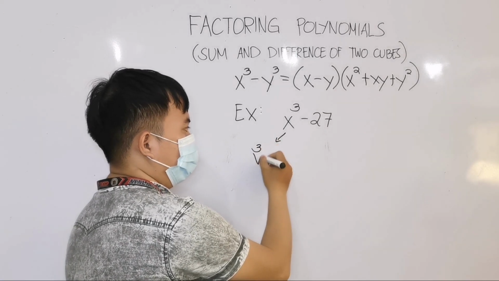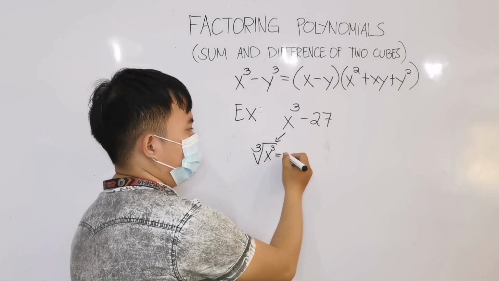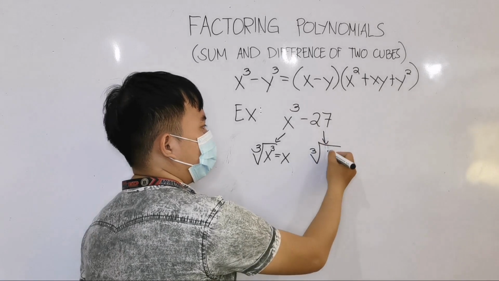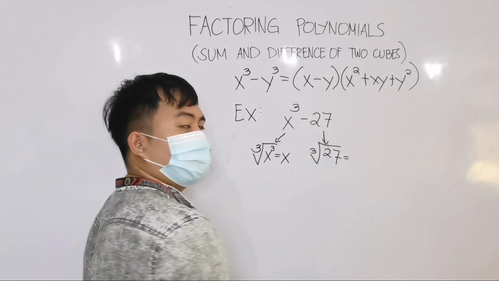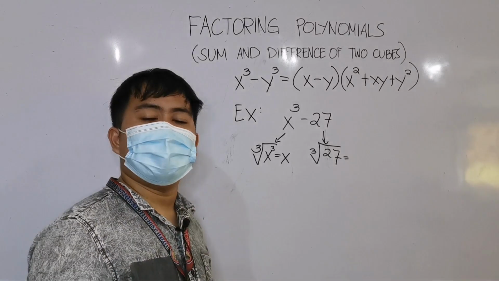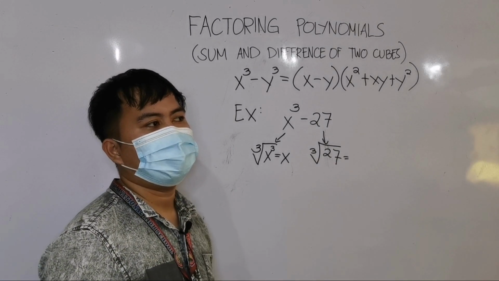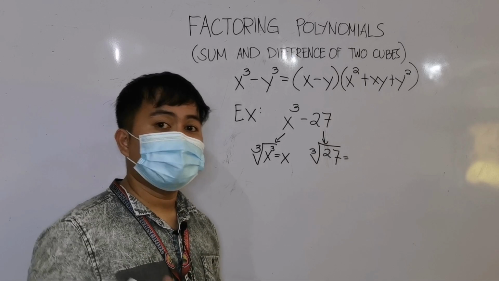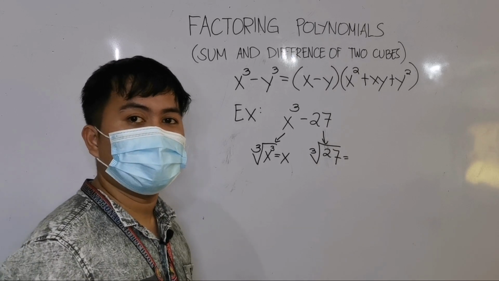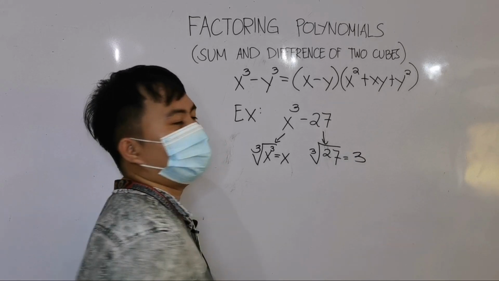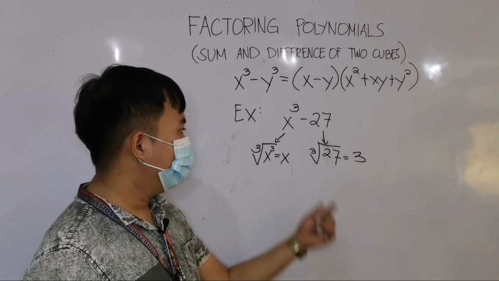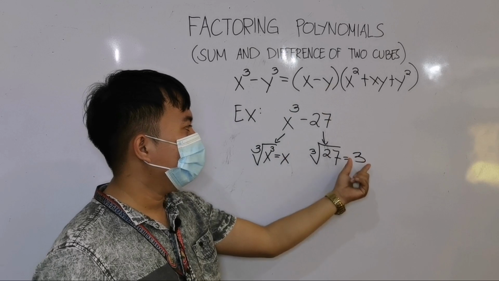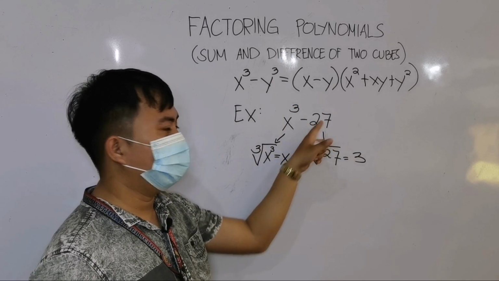The cube root of x cubed is equal to x. And the cube root of 27 is equal to tatlong numbers na magkakapareho kung multiply nyo, 27. So, 3 times 3 times 3. 3 times 3 is 9 times 3 is 27. Pero hindi yung tatlo ang ilalagay mo dito, kundi yung isa lang. 3. Okay. May value na tayo for our x, which is the cube root of the first term, and value ng y, which is the cube root of the second term, cube root of 27.